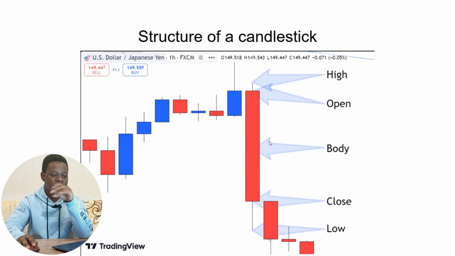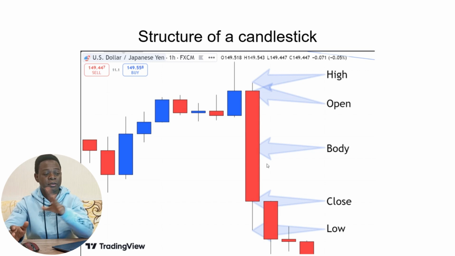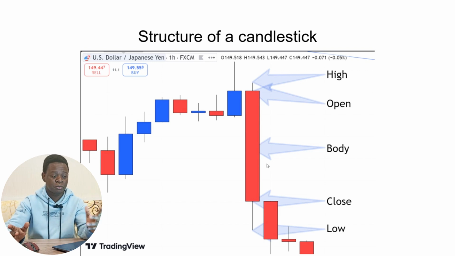For example, let's say this is a 1 hour time frame. It shows you how much trading took place within this time frame. You can see this is a very massive candle. So there is what we call the open price. And guys, the open price of a candle, if it is a red candle, which is a bearish candle, and a green candle, in this case I'm using blue for green, not to confuse you.